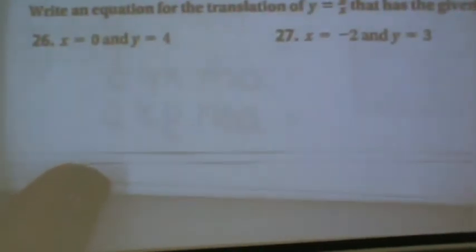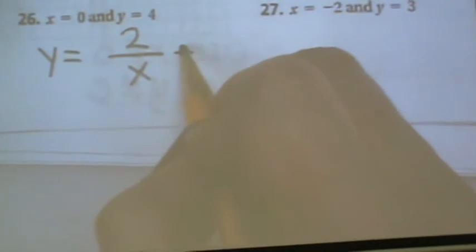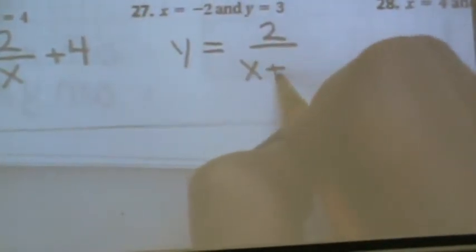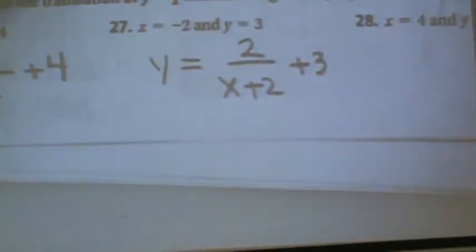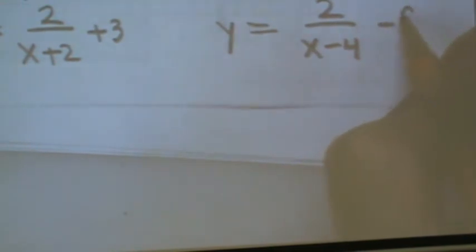Last 3 on this page. I'm going to give you your two asymptotes, and I want the A value to be 2 for all 3 of these. Can you give me the equation? What would the equation be? Y equals 2 over x plus 4. Good job. Good. How about number 27? 2 over x plus 2 plus 3. And the last one. 2 over x minus 4, minus 8. Good job.